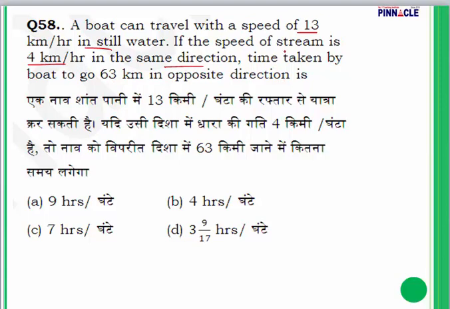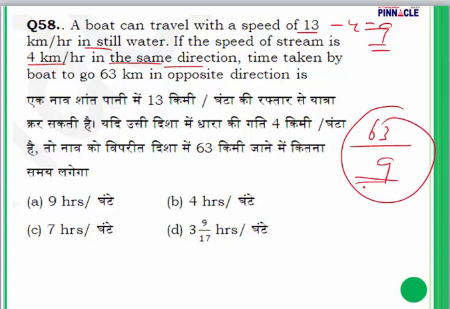The question is, if the speed of the stream is 4, the time taken by the boat to go 63 km in the opposite direction, 63, and what is upstream? Upstream is 13 minus 4, that is 9. If we divide by 9, this is the upstream speed.